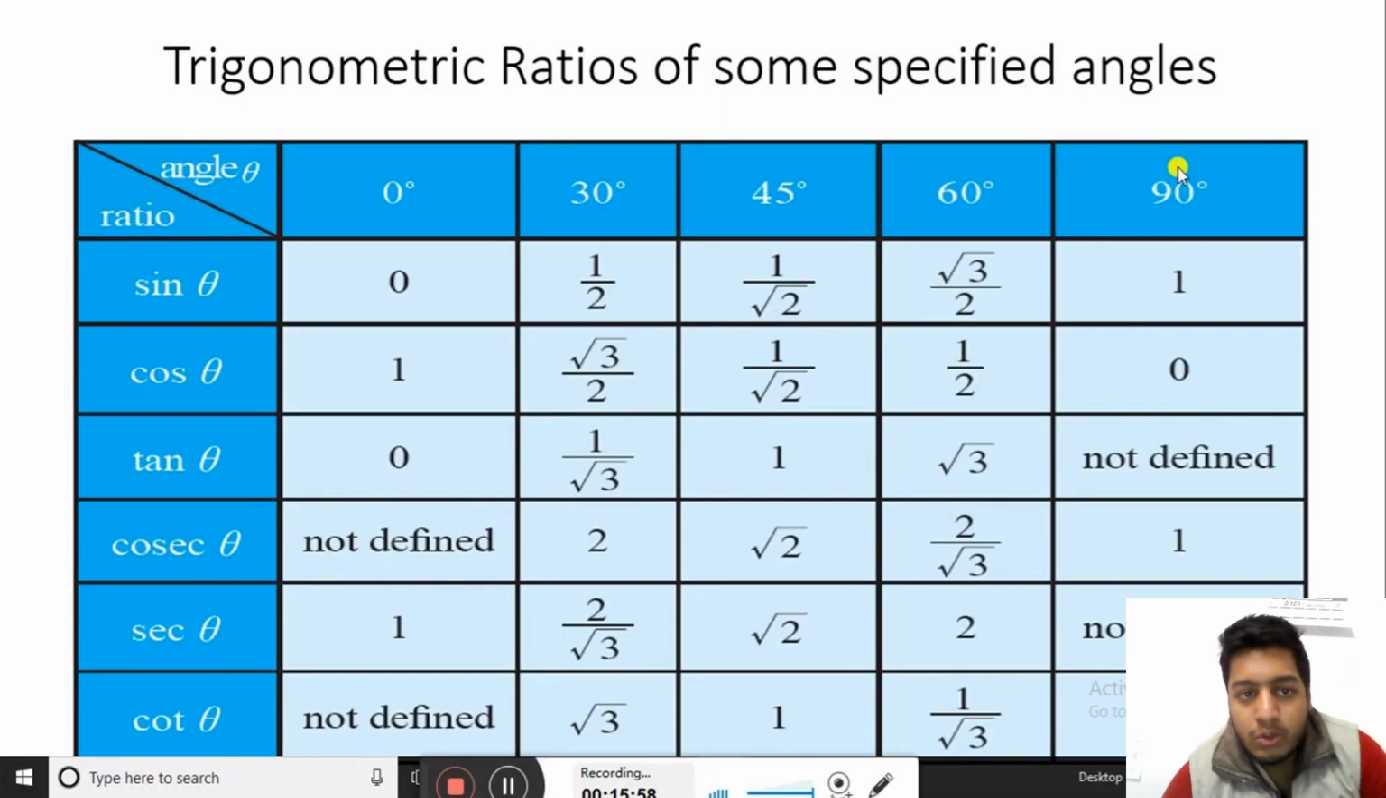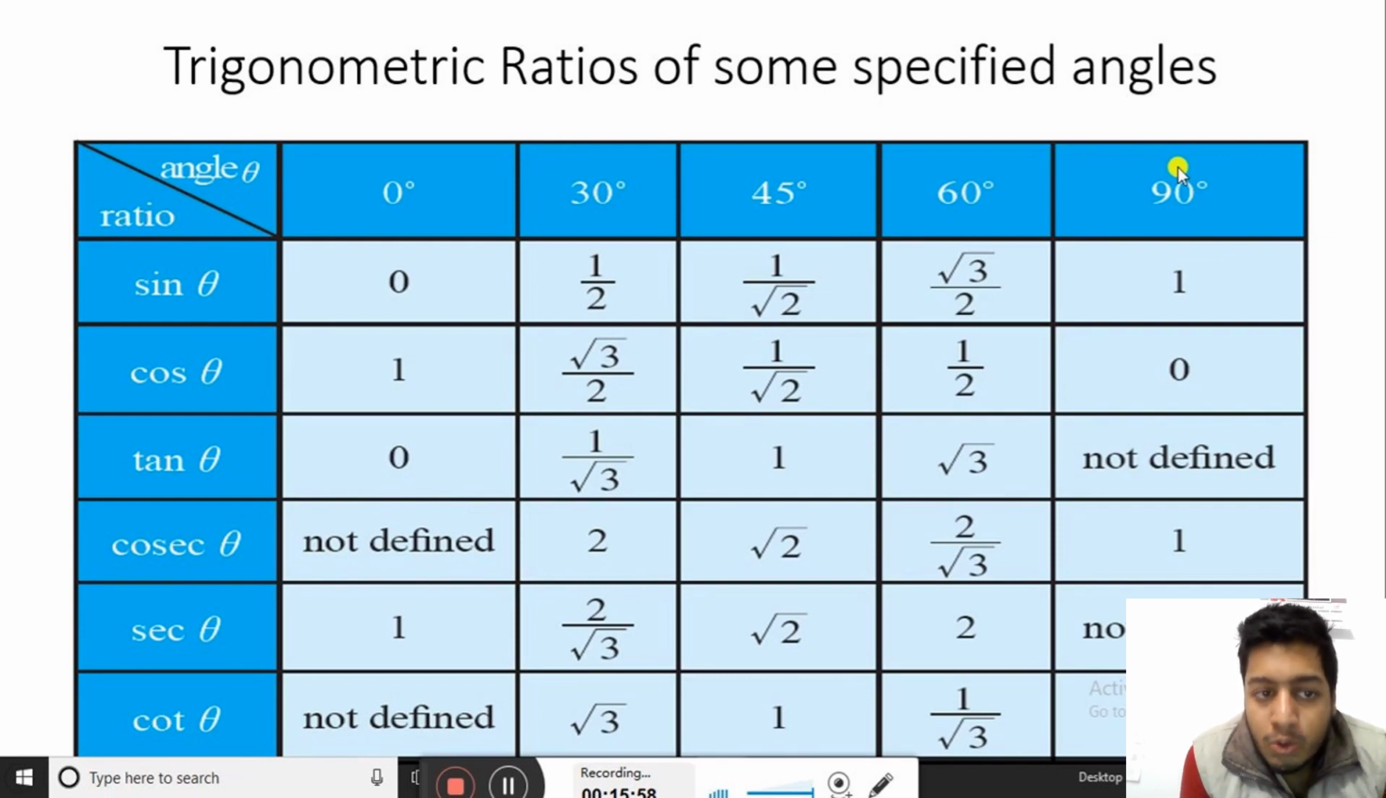Okay. So these are the trigonometric ratios of some specified angles. This table needs to be learnt by heart. This is a very important table which is used in this standard as well as in the next standard and throughout life in any of the examinations.